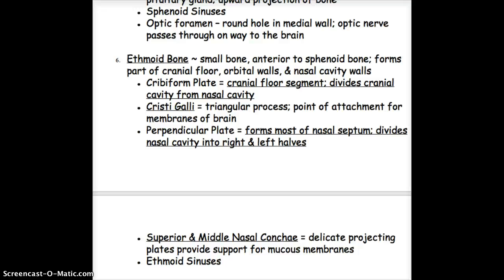So again, there's only eight bones that your cranium is composed of, but within each bone there's defining characteristics that you're going to need to be able to identify, because they're going to help you identify the location of the bone within the skull.